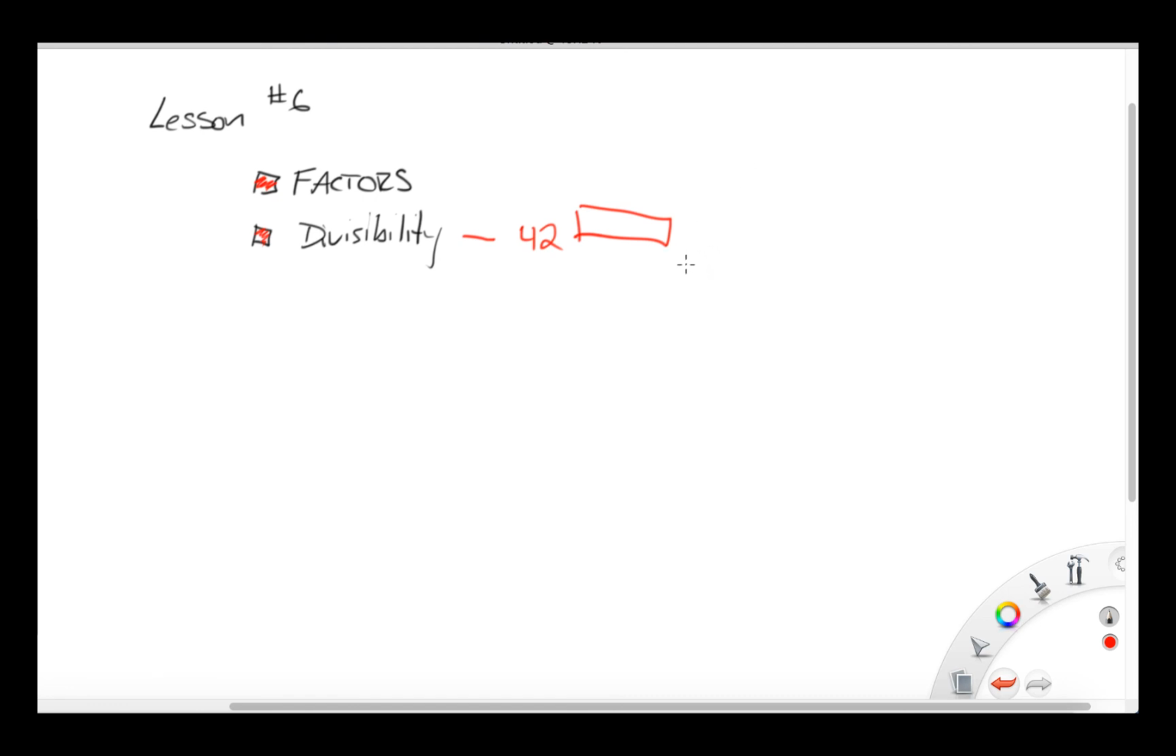And there are 1, 2, 3, 4, 5, 6, 7, 8, I guess there are 10 or 12 different things of how you know something can be divided. So I'm not going to look at that necessarily except for a couple of examples. But I want you to know that this is there. Page 42 is a big reference for you when it comes to this. But I'm going to focus more on factors.